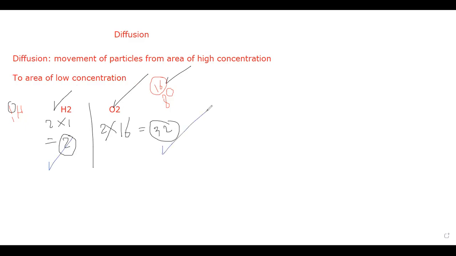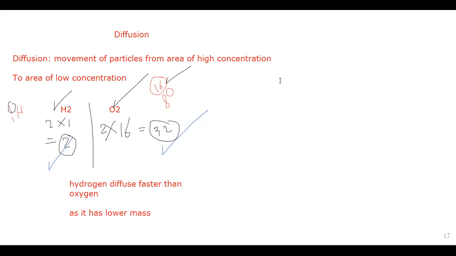Which one diffuses faster? Which one moves quickly? Of course, the gas with the lower mass will move quickly. Move quickly, I mean it will diffuse faster. So here I can say hydrogen diffuses faster than oxygen. Why? As it has lower mass. Mass of hydrogen is 2, but mass of oxygen is 32. Oxygen is like a fat man. He cannot move quickly.